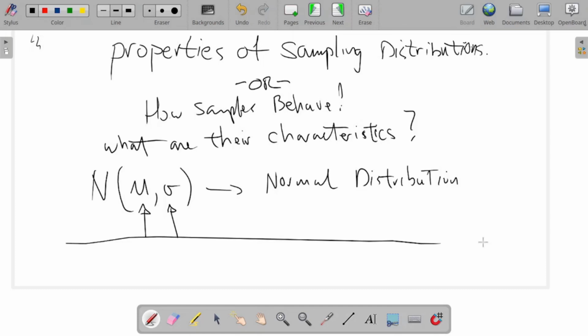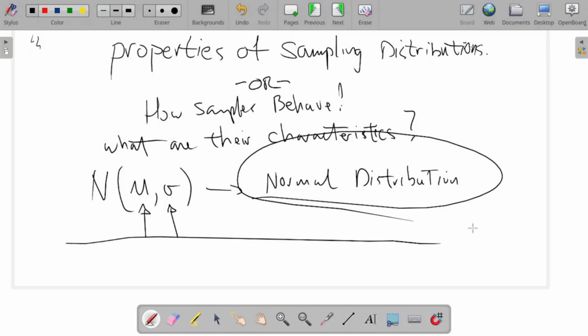This is the second of two videos on the properties of sampling distributions, of how samples behave, and their characteristics when we sample from large populations. And again, just to remind you from the first video, whenever you see the notation, either what I'm doing here or on your formula sheet, with capital N and then mu and sigma, that's math shorthand for your normal distribution.